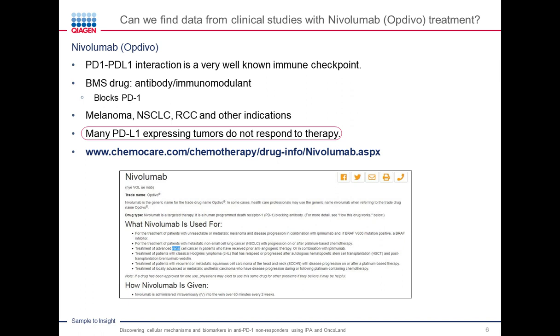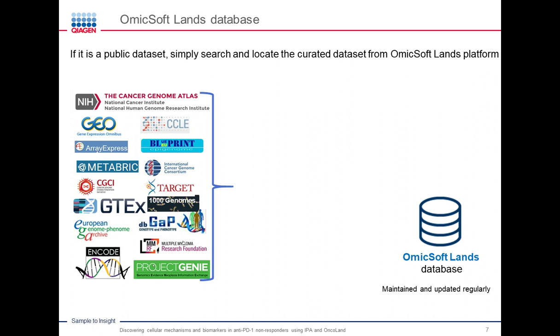Now the problem is many PD-L1 expressing tumors don't respond to therapy. So our whole question is why? And as I mentioned, we want to start by locating an interesting data set. So say you were to do this on your own, then typically you would go to the public domain. You'll be going to different sources that are listed over here, such as TCGA, GEO, and so on. And then you'll be locating an interesting data set or data sets.